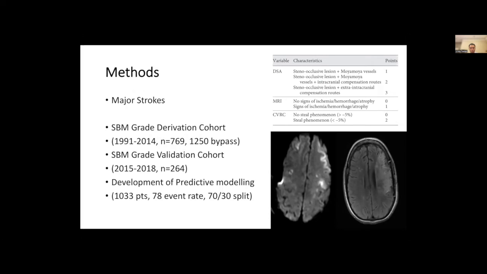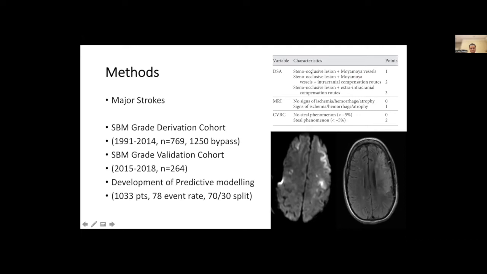We use three parts to this tool. We use the derivative cohort to come up with the Stanford-Berlin Moyamoya grade from the cohort in 1991 to 2014. These are patients from Stanford, nearly 800 patients with over 1,000 bypasses. Then we have a validation cohort, which includes patients from 2015 to 2018, again from the same center, nearly 300 patients. And then we use an artificial intelligence model and machine learning to come up with predictive modeling to see how good the models can predict postoperative stroke risk.